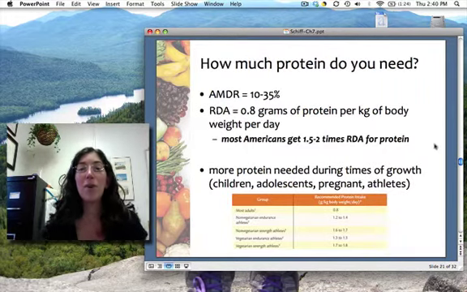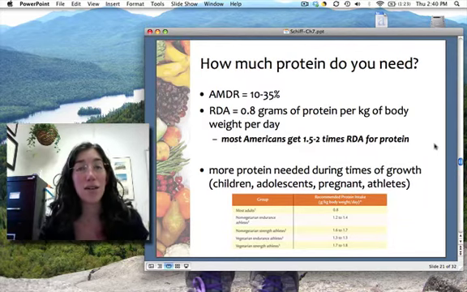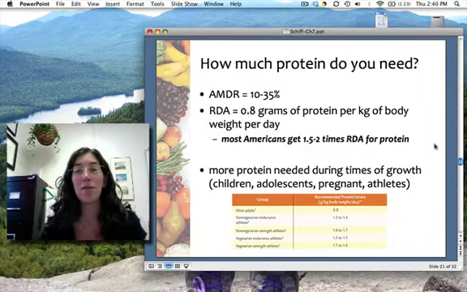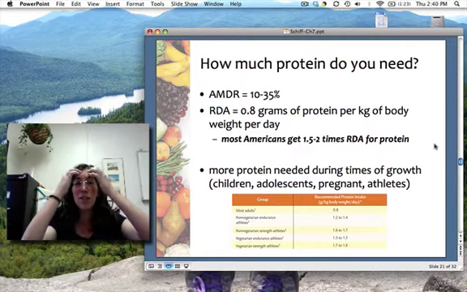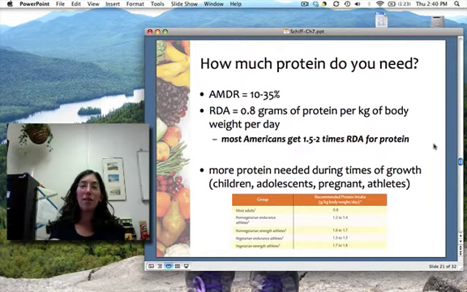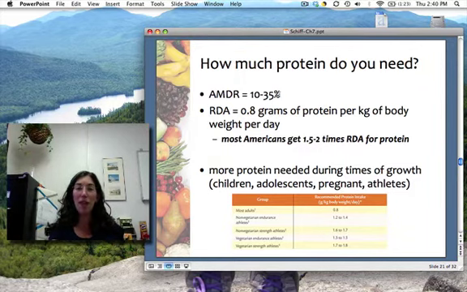So how much protein do we actually need on a daily basis? What are our needs for protein? Well, the acceptable macronutrient range is one way to look at your protein needs. So you need 10 to 35% of your total calories to come from proteins. Another value for proteins is there is an RDA, a recommended daily allowance.